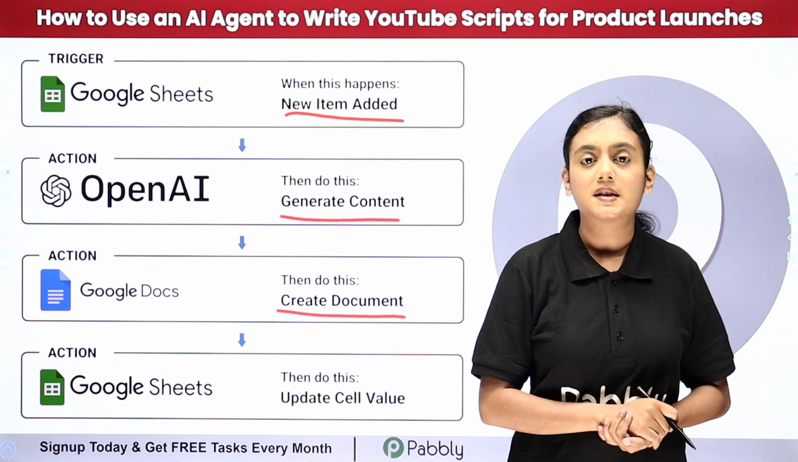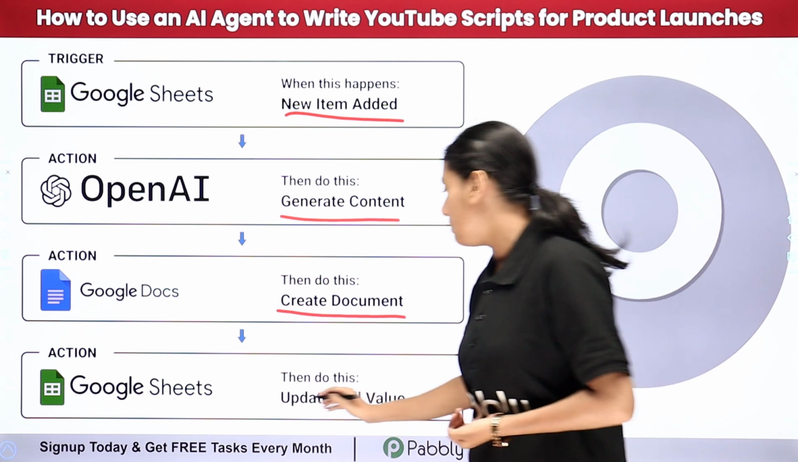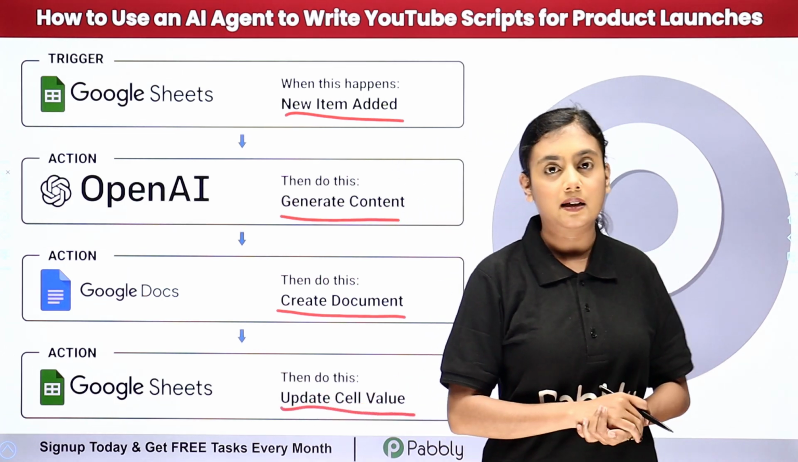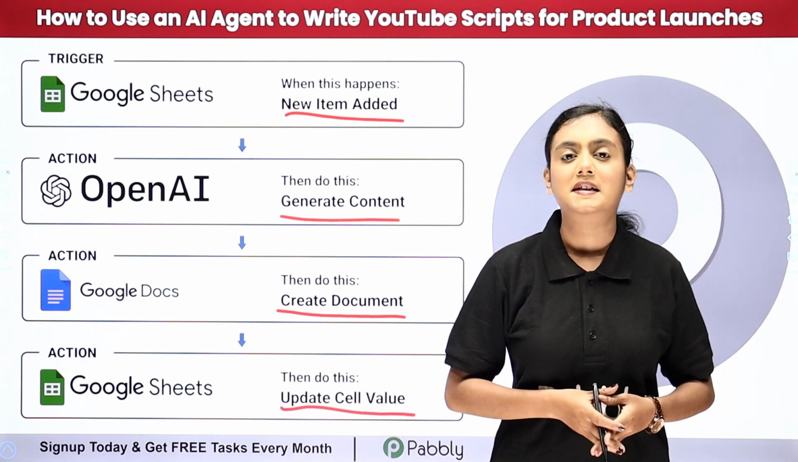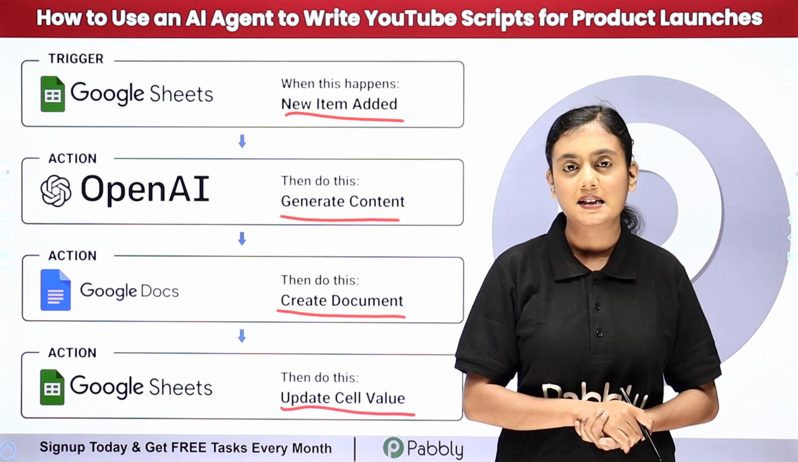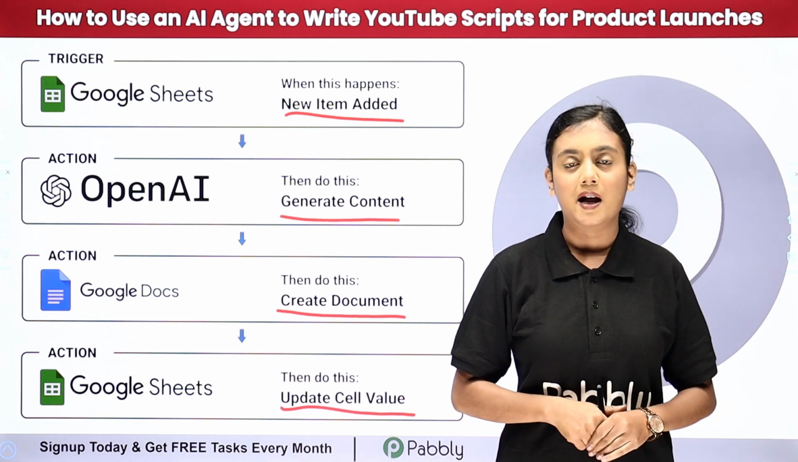and in this step we are going to receive a link, and then I'm going to update my spreadsheet with that document link. So if you also want to learn how you can create this AI agent for yourself, for your business, for that let me take you to my screen.